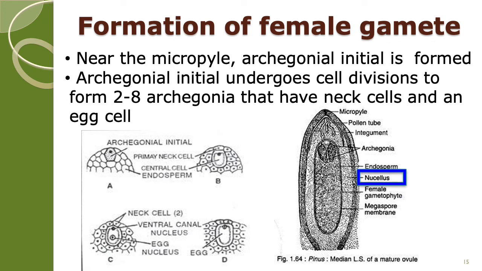Now, surrounding the female gametophyte are the nucellus cells. Now, nucellus cells are diploid. However, cells that make the female gametophyte are haploid. And so this way we can see that the female gamete is formed.